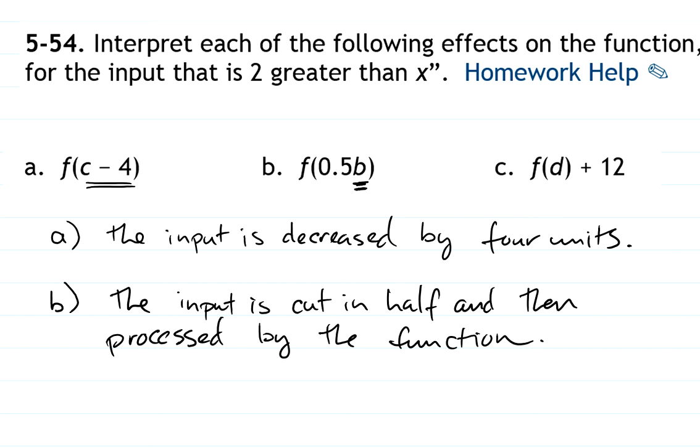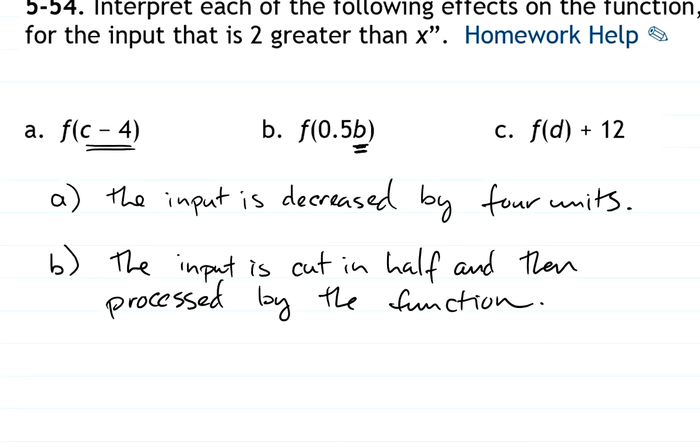And then finally, the last one I have here, C, if you look at it, my input's not being modified at all. So if D is 5, 5 is what goes into the function. What I am doing though is once I evaluate the function with an input of D, I then add 12 to the output. This notation f of D represents the output after D is placed in and the function's evaluated. So this is saying go ahead and evaluate the function, and then after you've got the output of that function, increase it by 12.